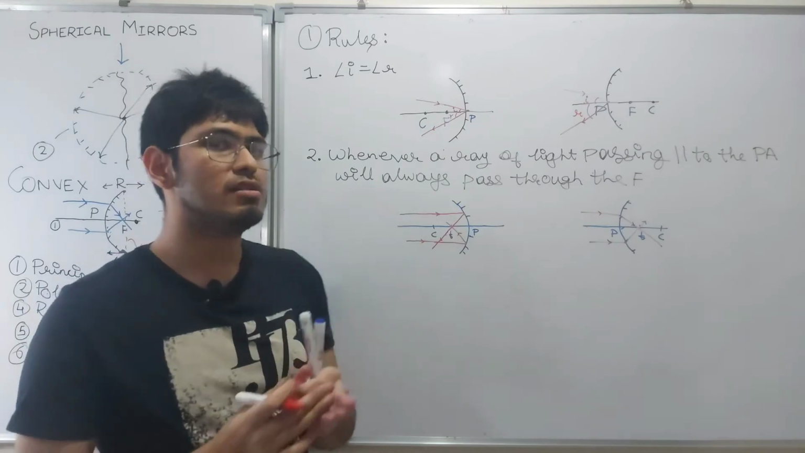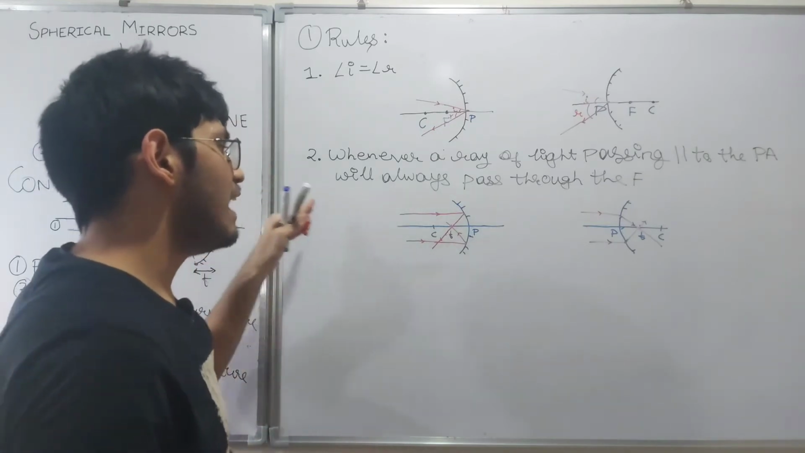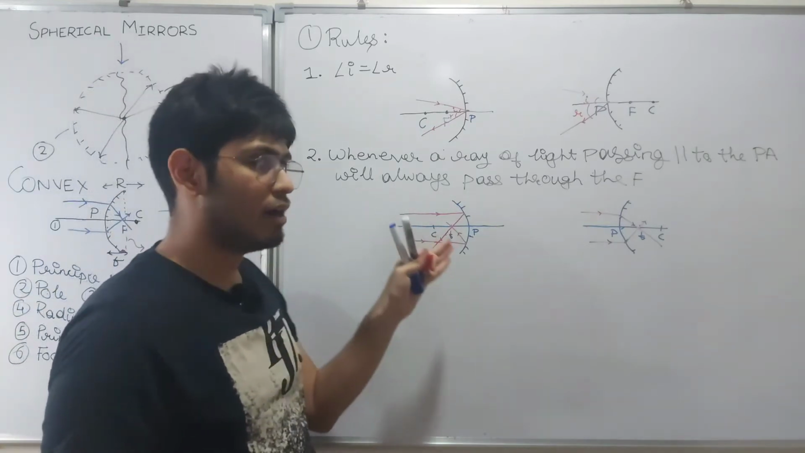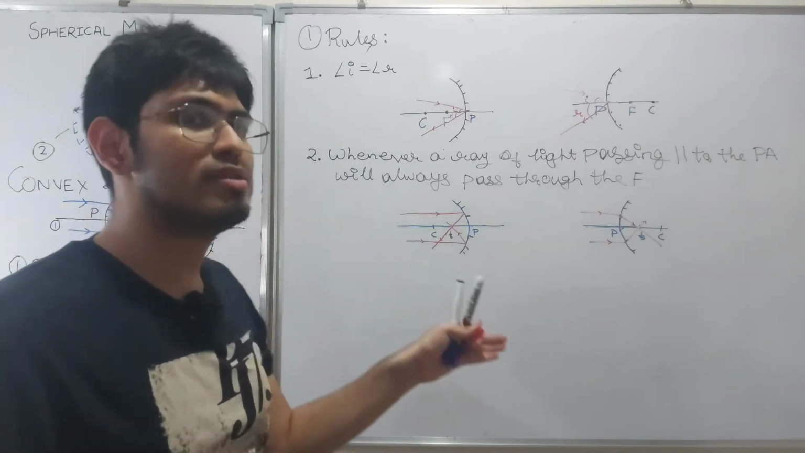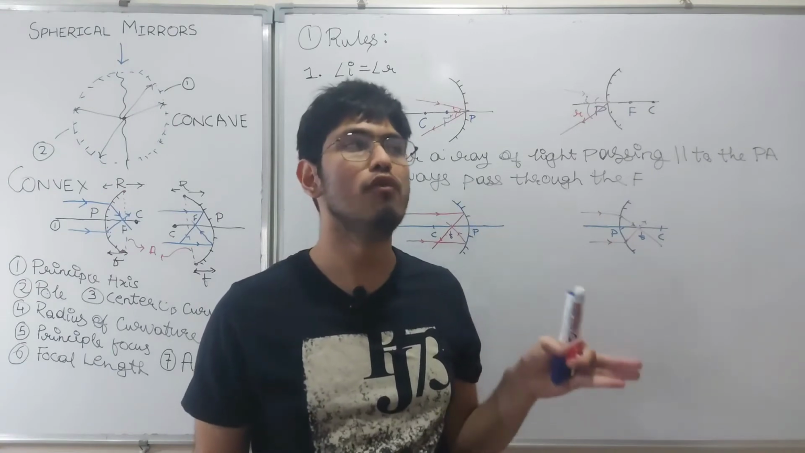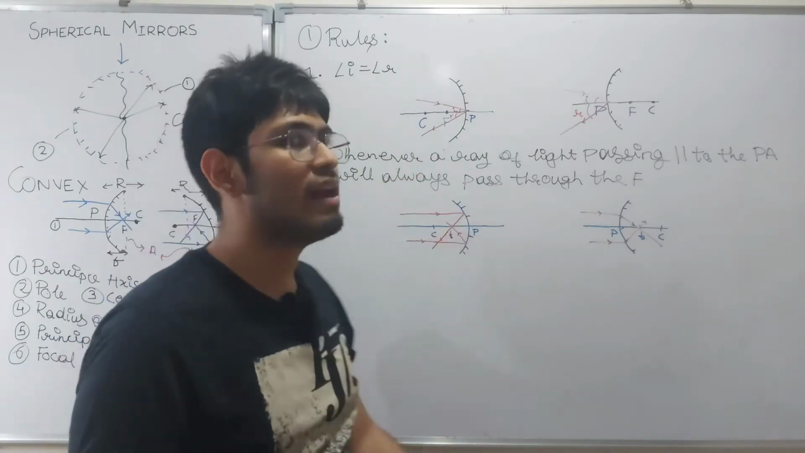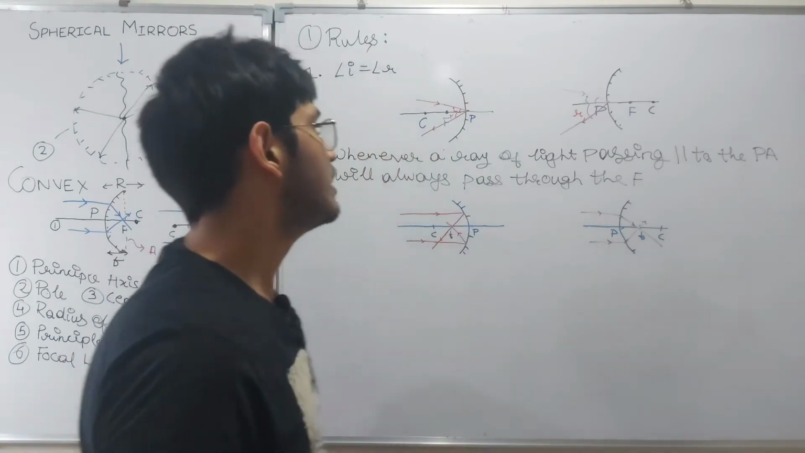Means, if the object is placed at infinity and we are passing the rays of light of that particular object parallel to the principal axis, they will always pass through the focus and we will get the image somewhere at the focus. Okay, this point might be clear to you.